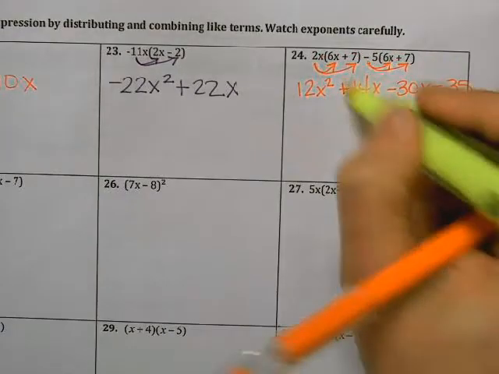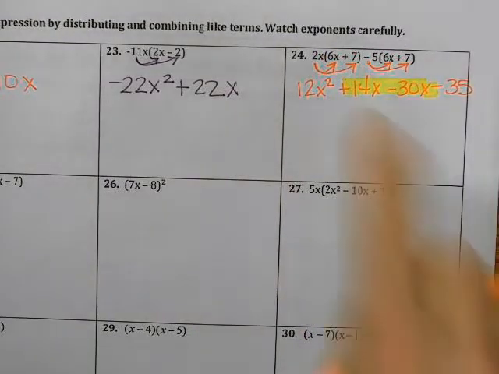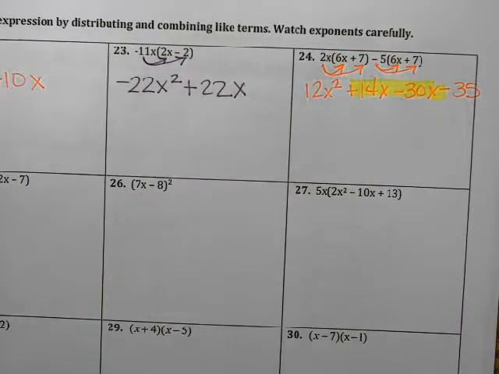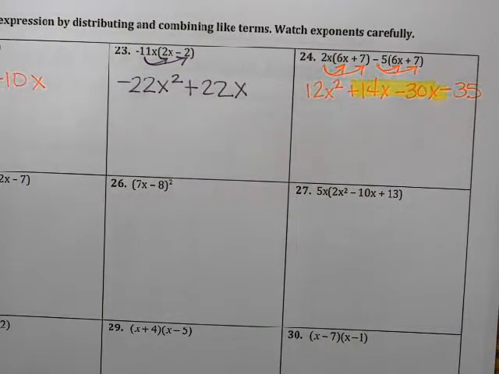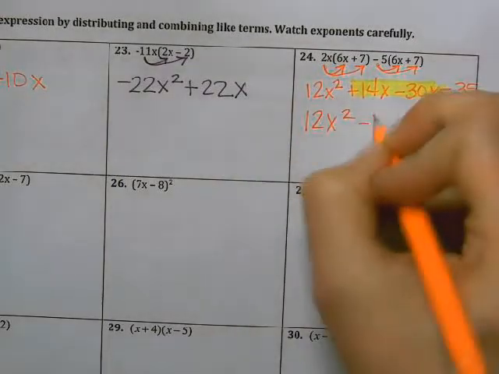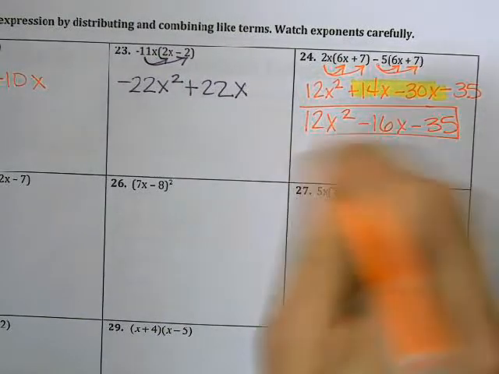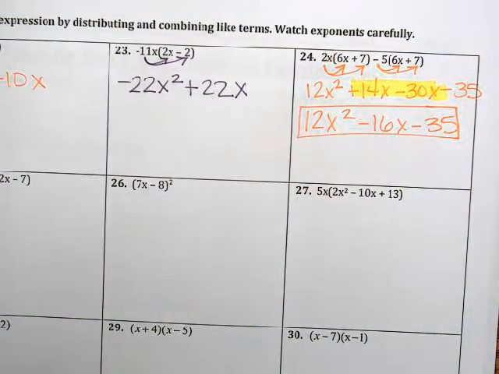This one is not complete because we have 2 x terms that we need to put together. 14 minus 30 is -16. So 12x squared minus 16x minus 35 is the final answer for this problem.